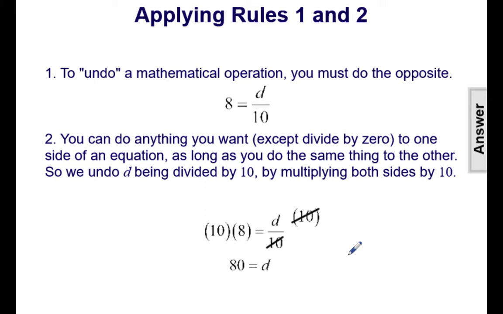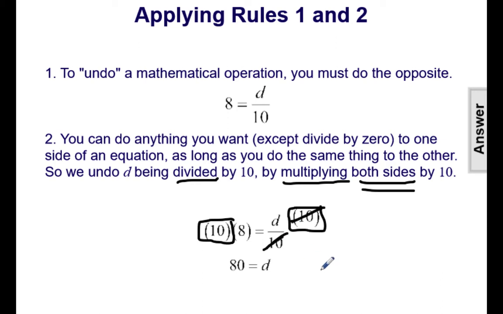by 10. Rule number 2 says that you can do anything you want, except divide by 0, to one side of an equation as long as you do the same to the other. So here, if we're trying to undo d divided by 10, the opposite would be to multiply by 10. And since we want to use rule number 2, we also need to multiply both sides by 10, which we can see down here. If we're multiplying both sides by 10, that is now undoing the dividing by 10 and leaving us with 80 equals d.